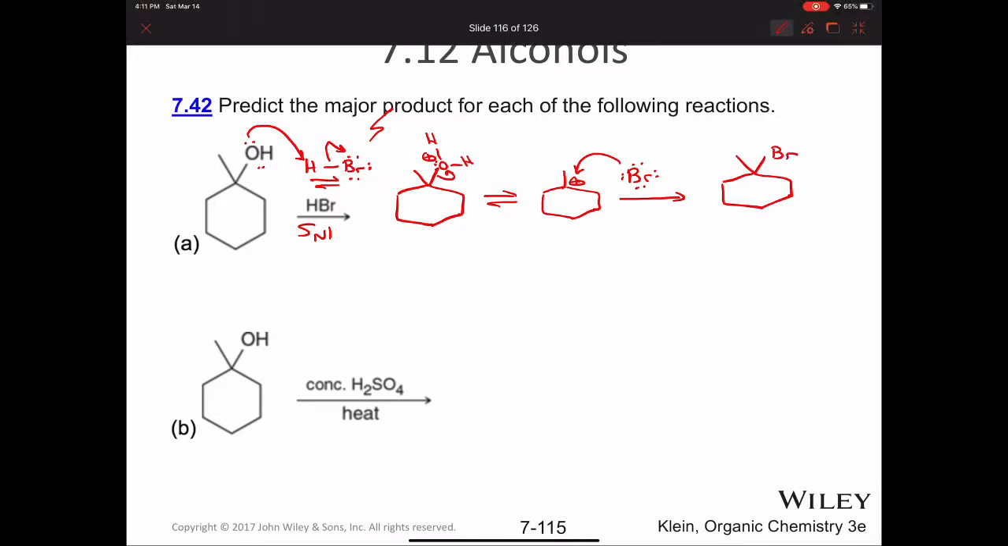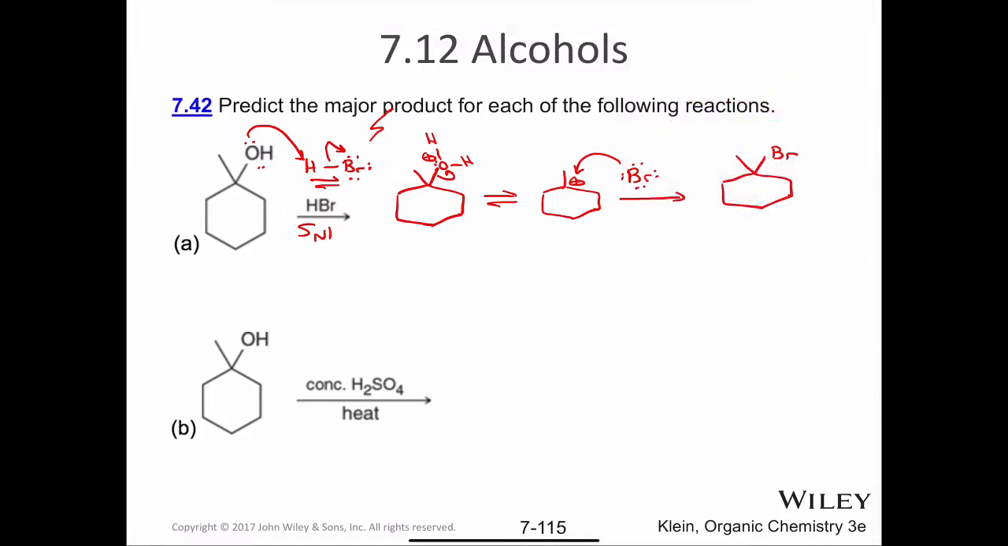So let me switch my pen here, and let's take a look at the last one. It says, predict the major product of this reaction. I'm taking the same tertiary alcohol, and now I'm treating it with concentrated sulfuric acid and heat. As I mentioned previously, in this case, the elimination mechanism is going to predominate. There are two possible elimination products, and I'm going to go over this one a little bit quicker.